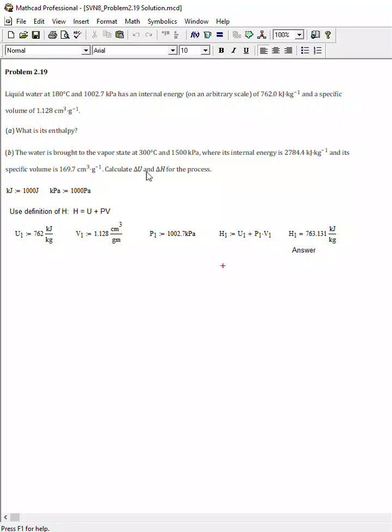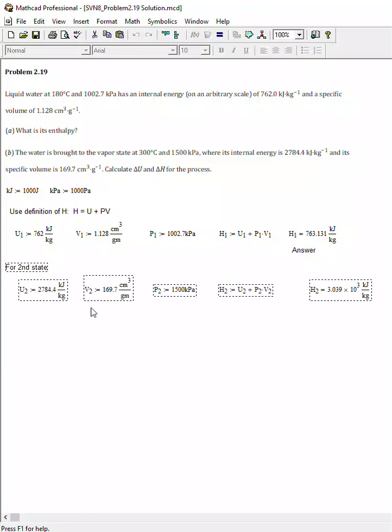For the second part, we want to calculate the delta U and delta H for taking this liquid water and changing it into water vapor. And so we can do the same kind of calculation. We know what the internal energy is, what the specific volume is, and what the pressure is, so we can just apply that definition of enthalpy again. H2 is equal to U2 plus P2 V2. Again, the nice thing about MathCAD is it takes care of our units for us, but you would do the same unit conversions if you had to do this by hand.